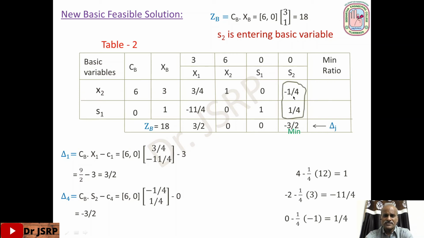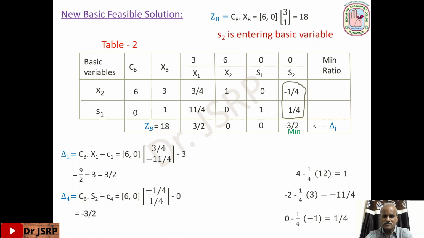Okay. Now verify the unbounded solution condition. So observe the entries in the pivot column. One is negative, one is positive. So all entries in the pivot column are not less than or equal to 0. So there is no unbounded solution in this case.